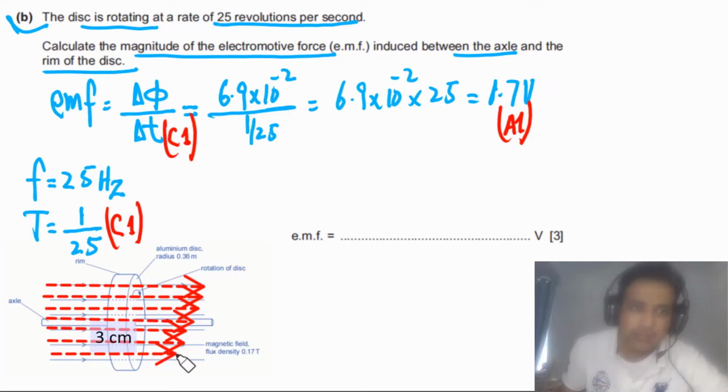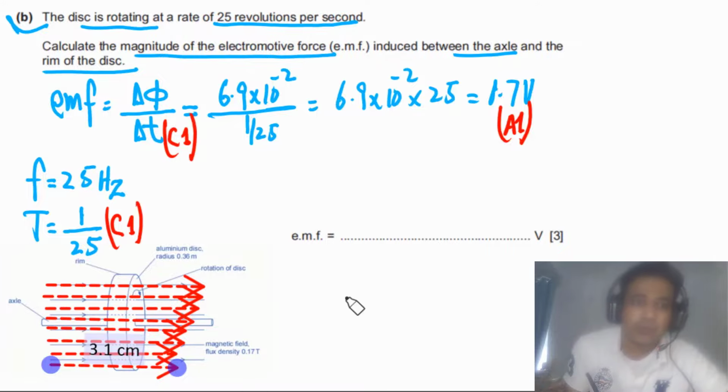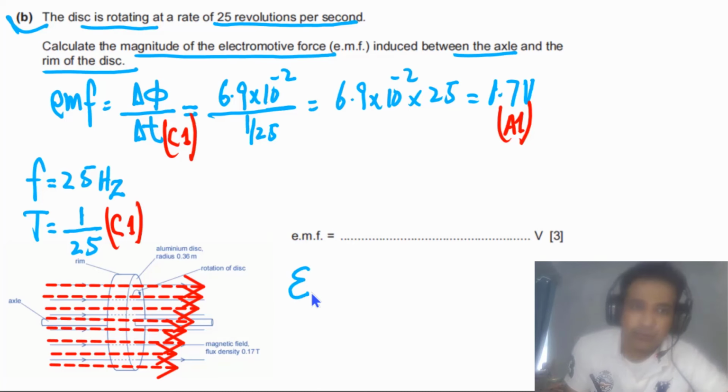Imagine that magnetic flux density has been increased but the frequency of rotation of the disk is not changed. So how about EMF? Will EMF increase, or will induced EMF decrease, or will it remain constant? Try to answer this one first of all by yourself. In this case, I hope you will say induced EMF will increase.